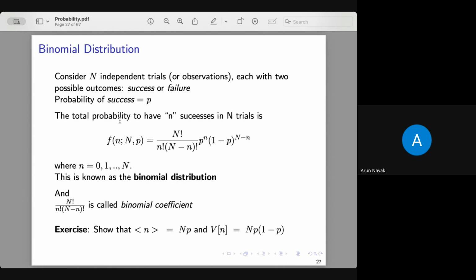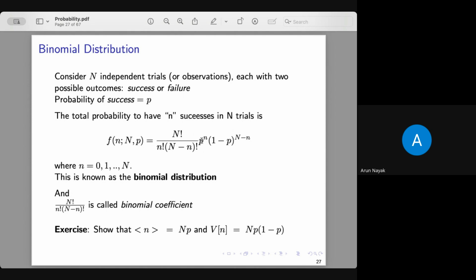The total probability to have n successes in n trials: for each trial you have the probability of getting p or 1 minus p. So if you have n successes out of n trials, the probability here will be p to the power n, and then for the remaining trials where you had failures, we have the product of p to the power n times 1 minus p to the power n minus n.